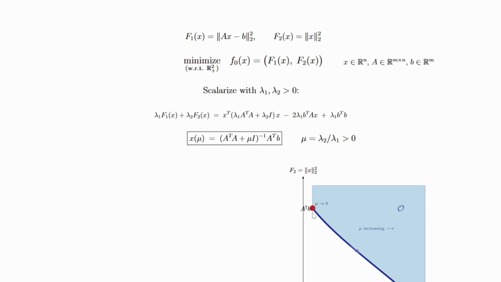So, ridge regression isn't just some ad hoc regularization trick. It's a method of scalarization applied to a bi-criterion problem, where you're trading off fit against solution size. So every choice of mu gives you a different Pareto optimal solution, and the full regularization path sweeps out the trade-off curve.